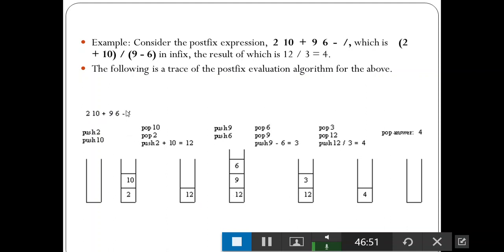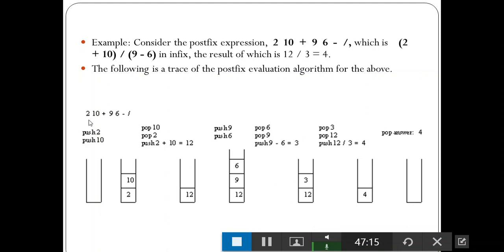Okay, now minus. When you get minus an operator, what we need to do? Pop up 6 and 9 will be popped up, and that minus will be applied here. 9 minus 6, that is 3. Now 3 will be pushed into the stack. The output will be pushed into the stack. Alright, getting my point or not?